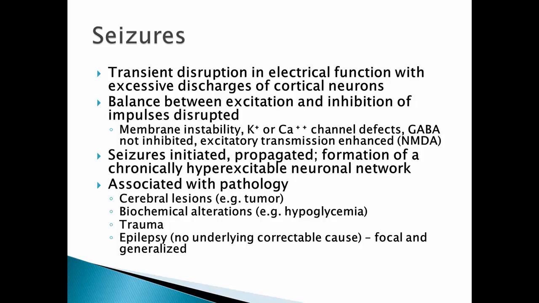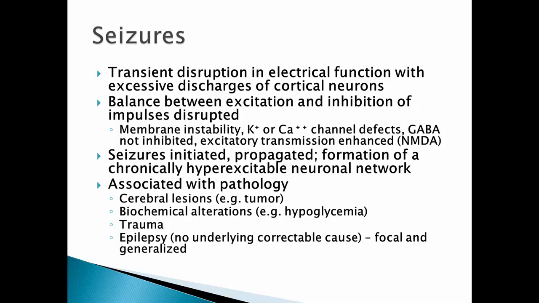So what sorts of pathologies may lead to seizure? Well, some of them are secondary, and then we'll also talk about the primary. When we think about secondary pathologies that can lead to seizure, certainly one of the things would be a cerebral lesion. A mass effect, so a brain tumor, a tumor within the brain, can manifest with a seizure.